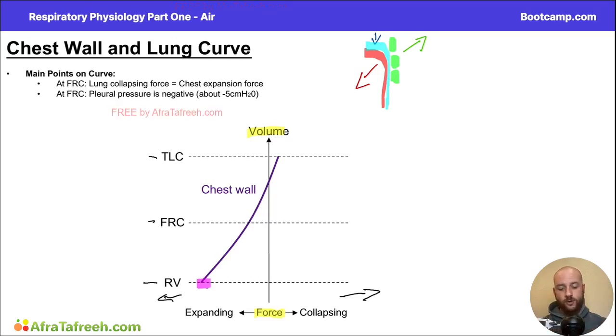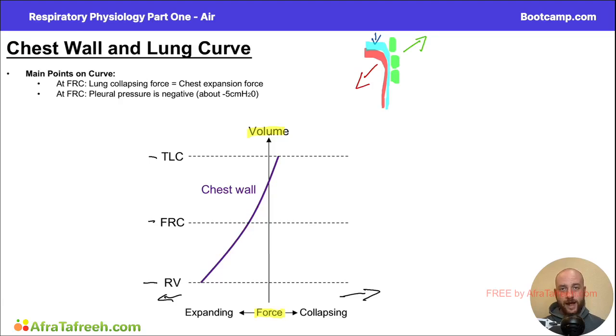And so as we increase the chest wall volume, we are letting it expand and having it let go of some of that expanding force until we actually reach total lung capacity, at which point the chest wall is actually a little bit stretched out. And so it's kind of like we took that spring and let it spring out to its normal length, and then we're actually stretching it a bit such that now it has a bit of collapsing force. So at total lung capacity, the chest wall actually has a little bit of collapsing force.